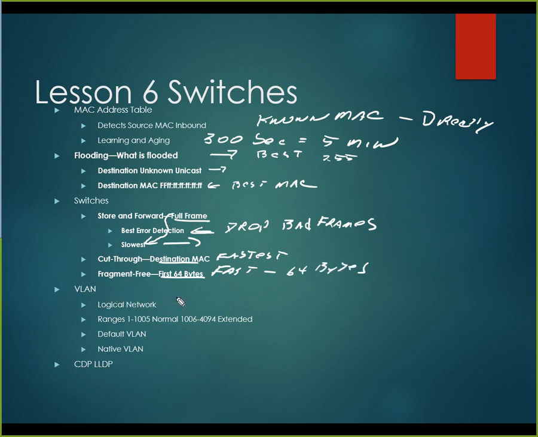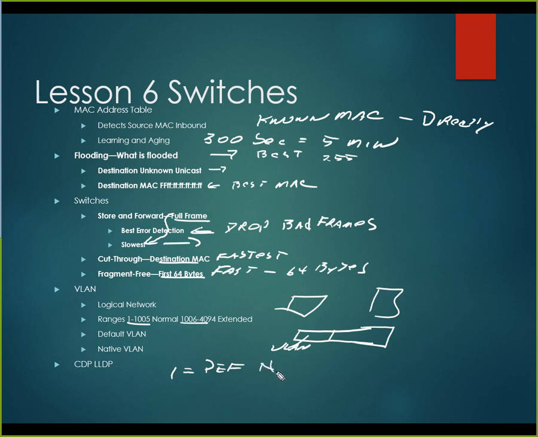A VLAN, a logical network. We looked at LANs, local area networks, where we had a bunch of different switches on IP broadcasts. What we did with the VLAN was break it up logically into VLANs, or virtual local area networks, instead of physical local area networks. The range 1 to 1005 was the normal range, and then 1006 to 4094 for the extended. 1 was the default, which was also what's called the native, which was used for the untagged frames.